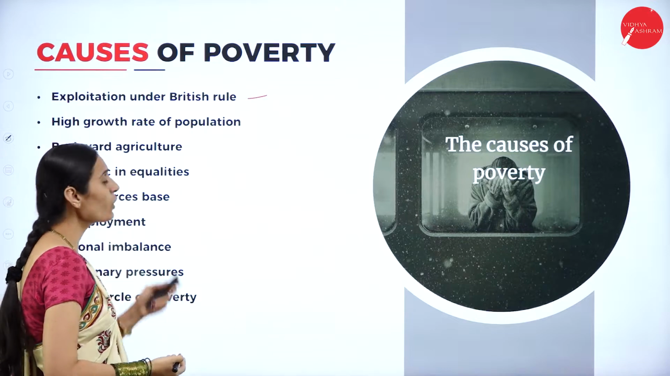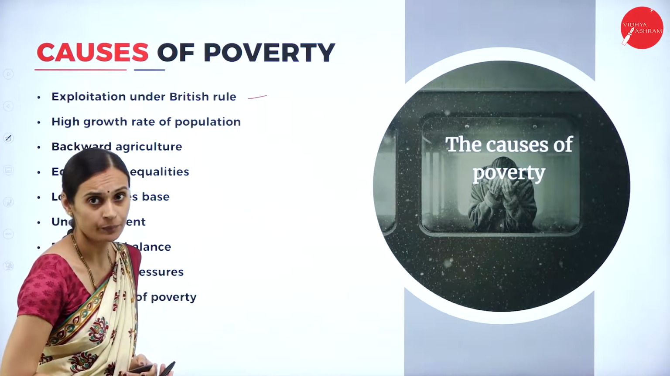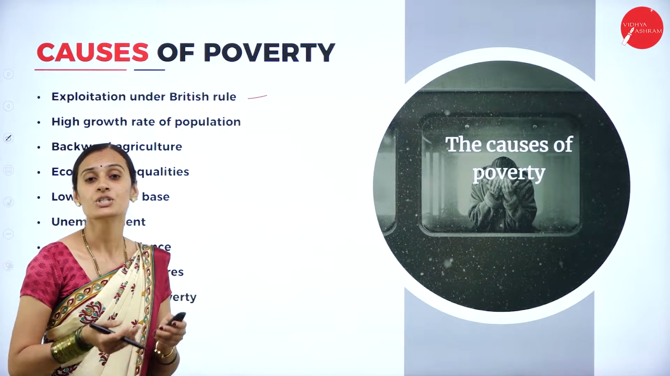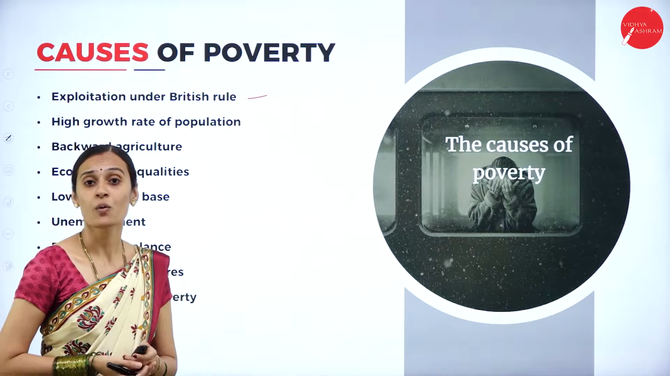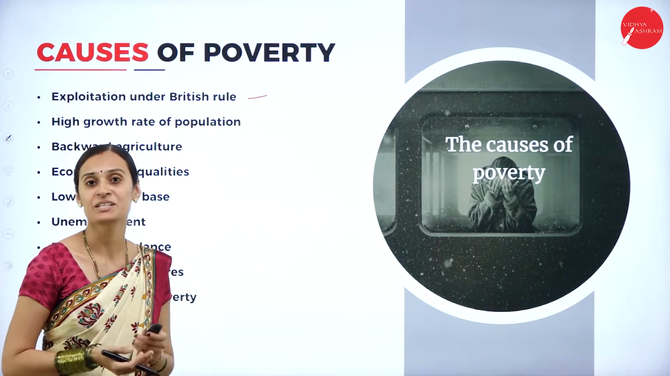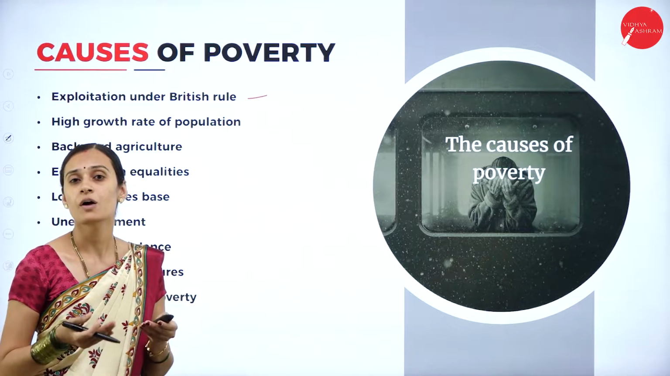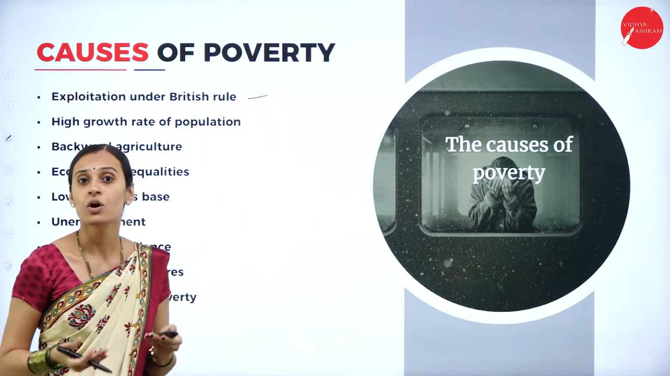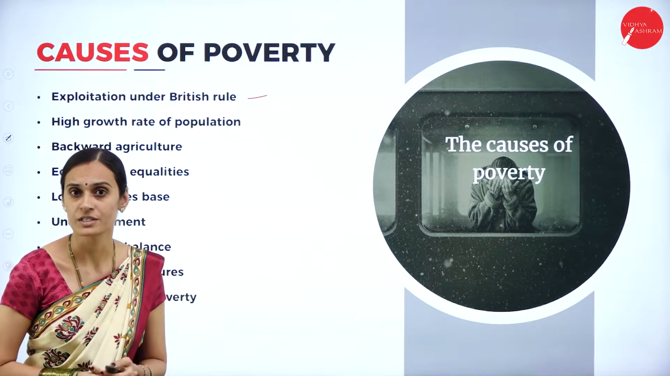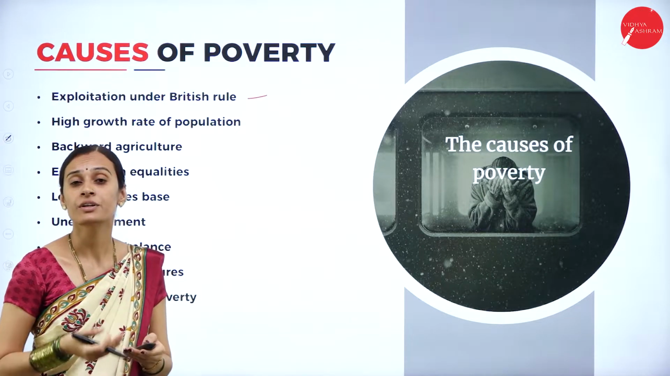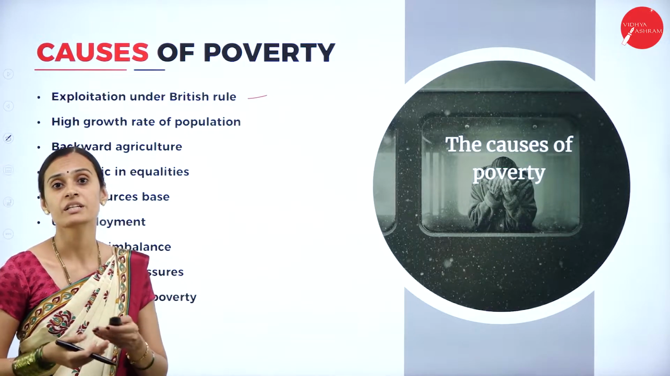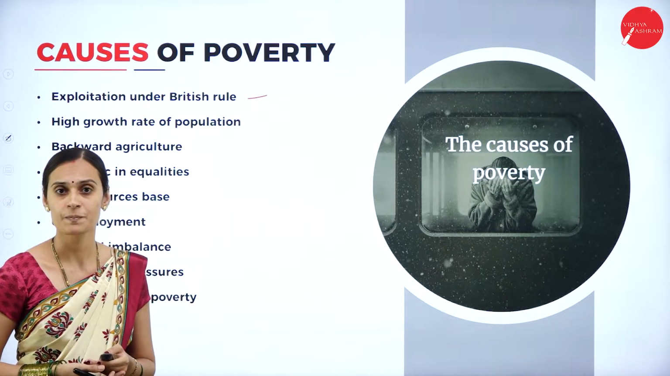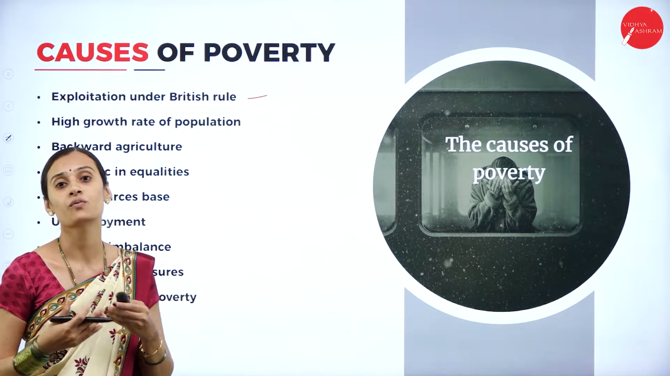The first one, exploitation under British rule. Britishers ruthlessly exploited our country during the colonial period. Our vast natural resources were plundered. They destroyed our cottage and small scale industries, and they focused on improving the industries of their home country. So that is the major reason behind the remaining poverty, which means they plundered our natural resources and drained the wealth of our country.